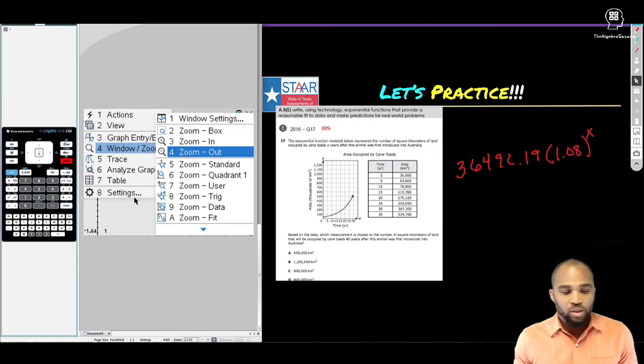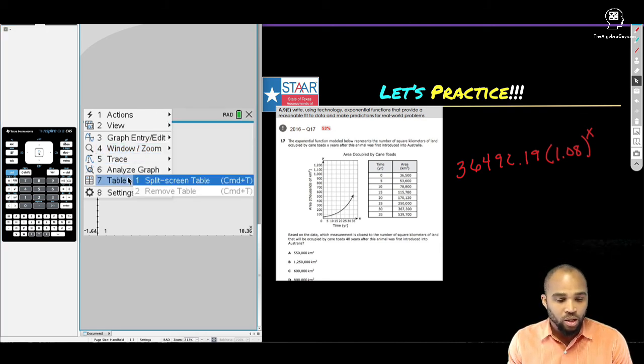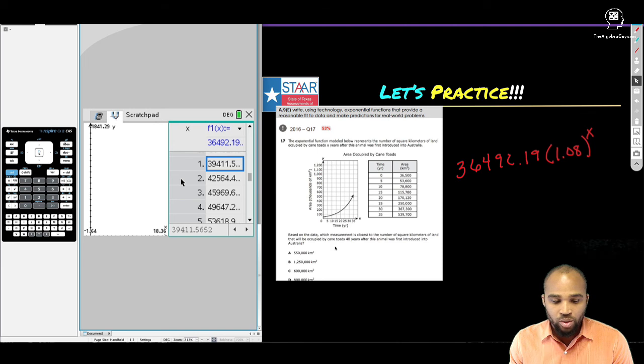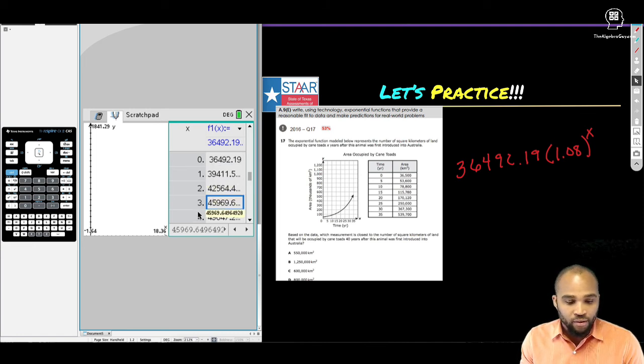And now that my equation is in, I want to see what this looks like on the table. So I'm going to go to table and do a split screen, and I'm curious what's going to happen at 40. Actually, before I even do that, I'm going to see if my numbers are lining up to what theirs are on the table. So at 0, 36,500, that's pretty close, 8 off. At 5, we have 53,000, good. And I'm going to skip all the way down to 30 to make sure I'm on the right track. At 30, I'm at 367,208, so that looks good.